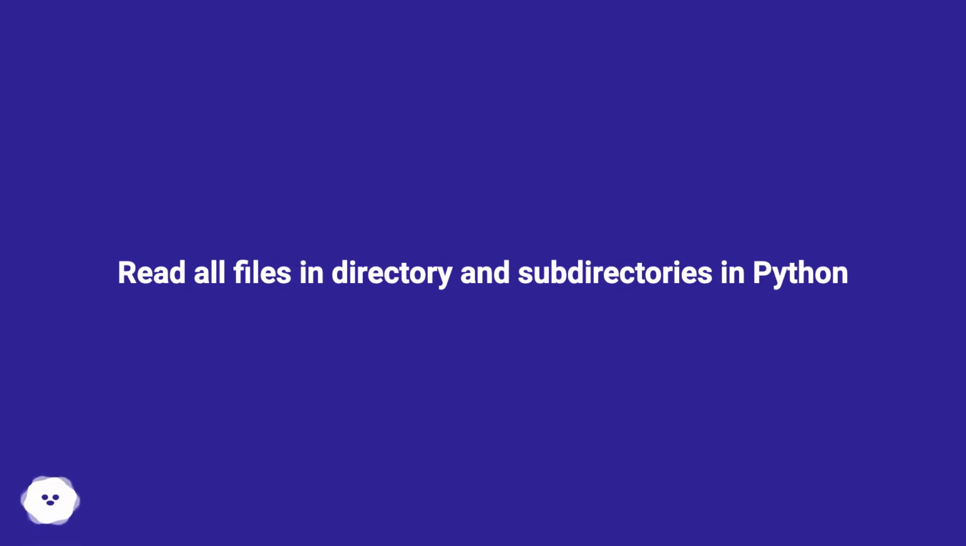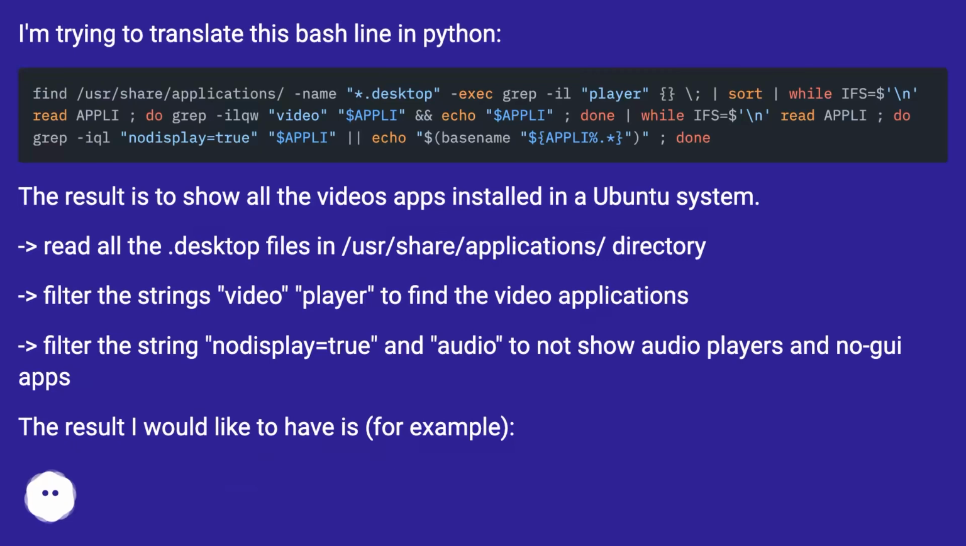Read all files in directory and subdirectories in Python. I'm trying to translate this bash line in Python. The result is to show all the video apps installed in an Ubuntu system. Read all the .desktop files in directory.